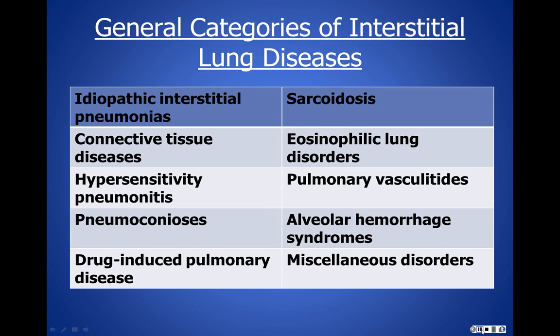Okay, this is a broad classification of different types of interstitial lung disease. It could be idiopathic interstitial pneumonias, connective tissue disease, hypersensitivity pneumonitis, pneumoconiosis, drug-induced pulmonary disease. For this crowd, the 3 most important medications you need to remember are methotrexate, nitrofurantoin, and amiodarone. Okay, and sarcoid, eosinophilic lung disorders, pulmonary vasculitides, alveolar hemorrhage syndromes, and miscellaneous.